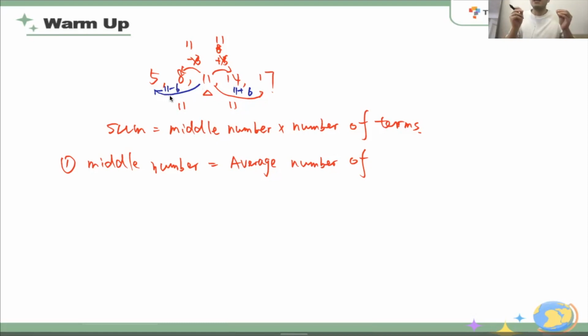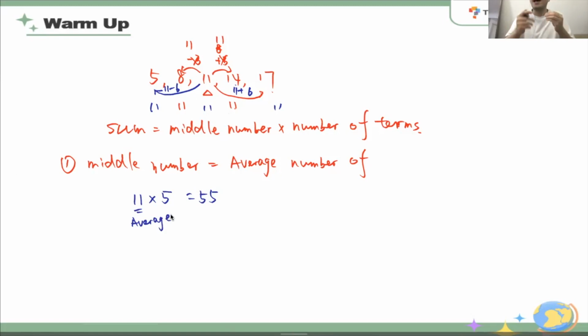So if I add 5 and 17, that is 22, right? And 22 is 2 times 11. So when we add this 5 and 17 together, we can eliminate the minus 6 and add 6. So if we add these 5 numbers together, it's always like adding 5 lots of 11, right? So the total of this sequence is 11 times 5, that is 55. And 11 is the average number.